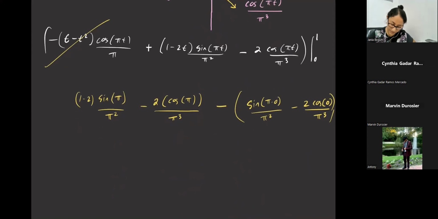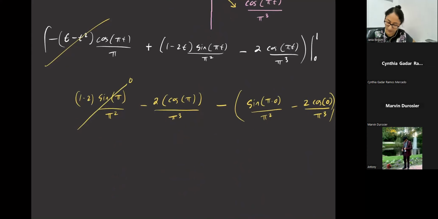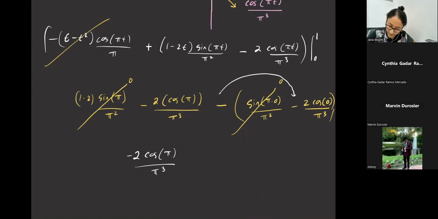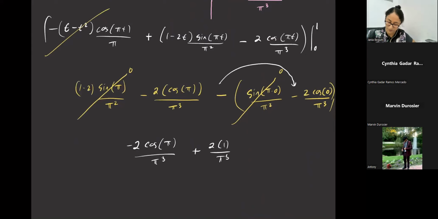And a lot of these will go to 0. For example, this one will go to 0. This one will also go to 0. And the only one that survives is this one right here. So this is -2 cosine of pi over pi cubed. Here I distribute the negative out, so that'll be a +2. Cosine of 0 is 1, so it'll be 1 over pi cubed.